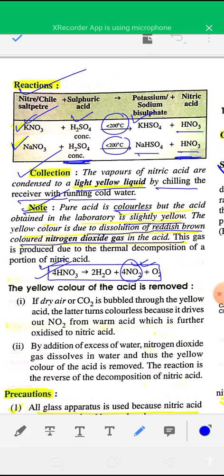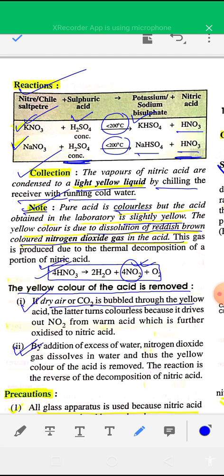Now see how to remove this yellow color of nitric acid. Two methods are given. One is, if dry air or carbon dioxide is bubbled through the yellow acid, the yellow color of nitric acid turns colorless, because carbon dioxide or dry air drives out NO2 from the warm acid, which is further oxidized to nitric acid.